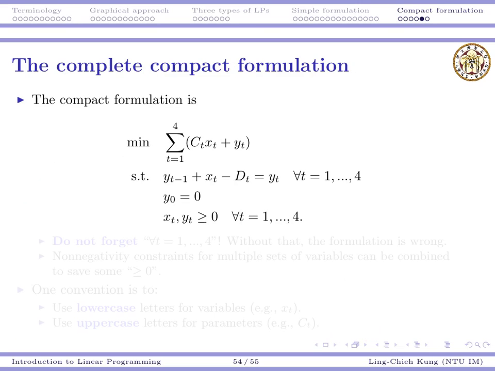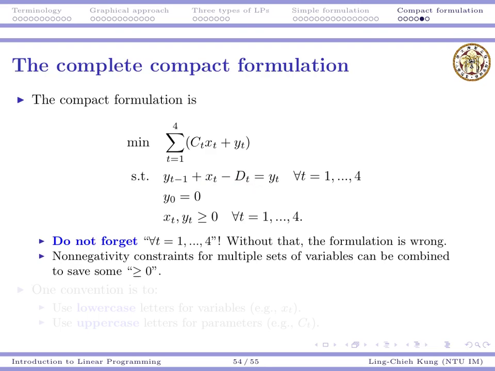So our compact formulation is here. I want to minimize this, with a summation to combine all those terms inside the objective function, subject to one single inventory balancing constraint for all t from 1 to 4, all those non-negativity constraints for all t from 1 to 4, and y0 should be 0. By using for all, I do not need to write 4 lines for these inventory balancing constraints.